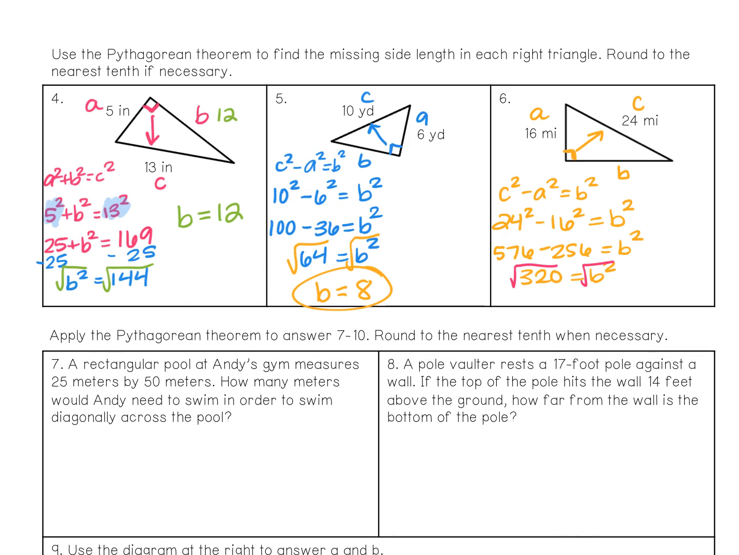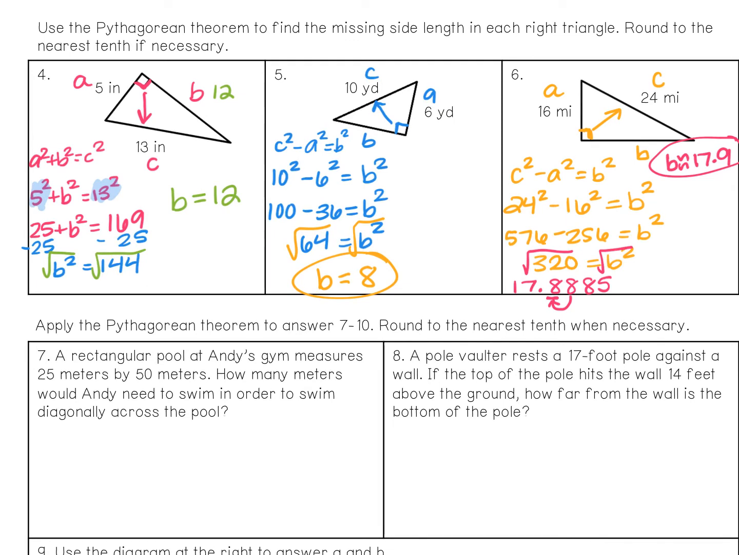When I put this in my calculator, I get that the square root of 320 is 17.8885. Rounding to the nearest tenth, that 8 is going to make that first 8 go up. So B is approximately 17.9 miles.